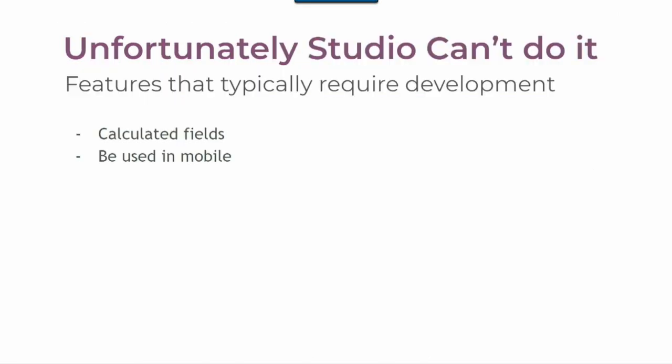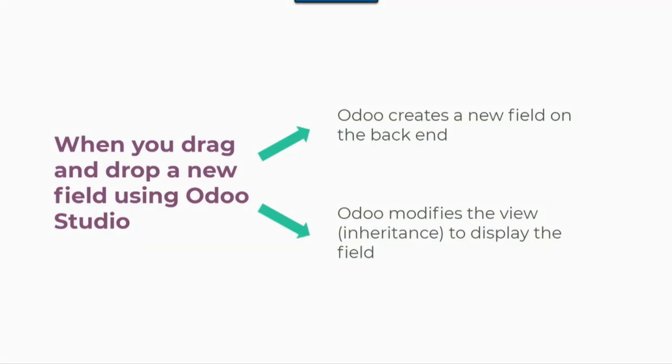There are a few things that Studio cannot do. Some of them are calculated fields. I mean, if you need to bring in calculations, any kind of calculations that you're trying to do, it's not possible. If you want to use it on a mobile, that's also not possible. So any big developments, that's not considered Studio. So this is more for informative purposes.